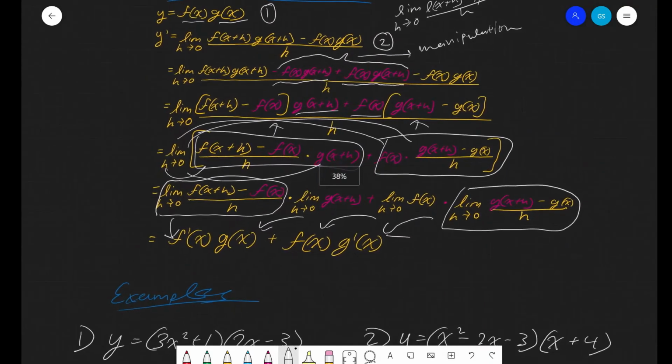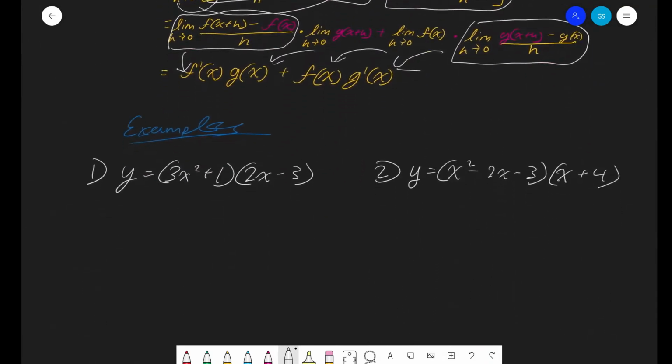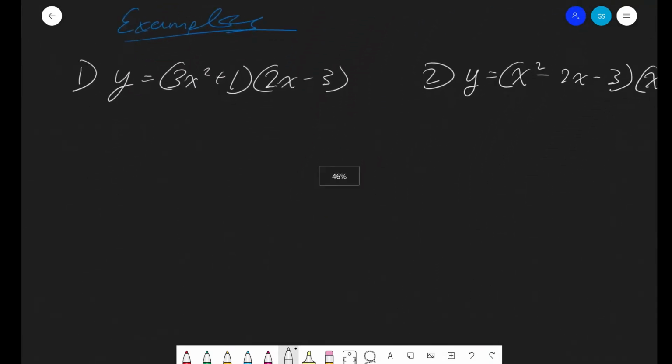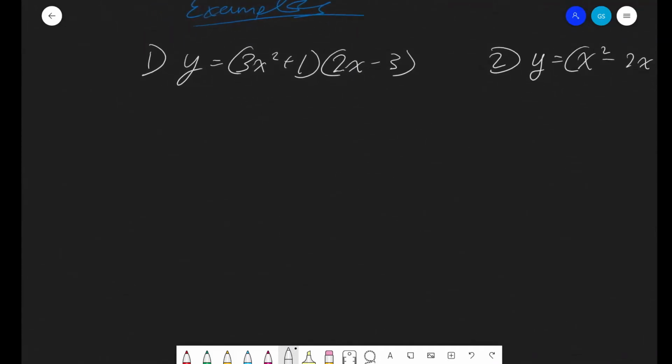So that is the product rule. Now let's do some examples using it. Hopefully you've written it down somewhere so you can refer to it as we do this. I'll try to be as slow and clear as I can. We can treat this binomial as f of x and this one as g of x, and start by differentiating 3x squared plus 1.